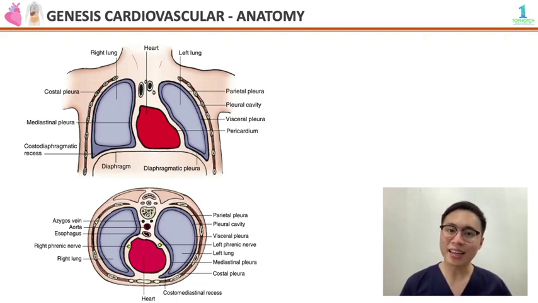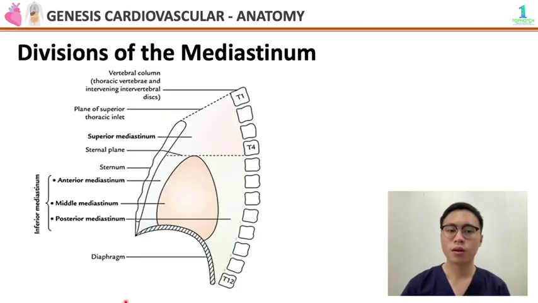So where exactly is the heart? No? So the heart is actually in a space called the mediastinum. But even the mediastinum would have specific compartments. So the mediastinum is actually further subdivided into several compartments. So you have a superior mediastinum over here and an inferior mediastinum over here. It's actually quite a big space.